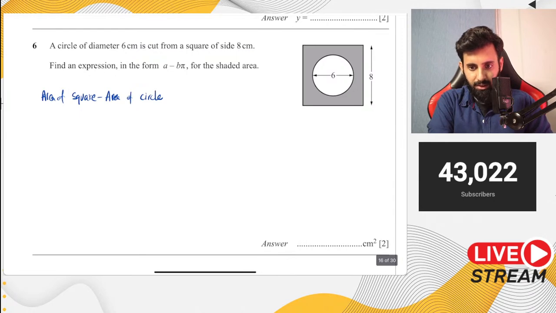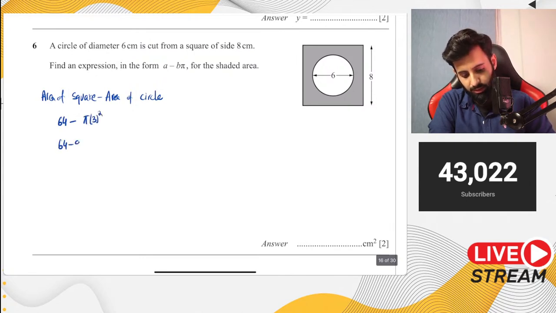64 minus 9 pi. Let's see. 64 will be the area of square. Yep, nothing wrong with that. Minus pi into 3 square. Yep, good job. So 64 minus 9 pi it is. There you go. That's it. That's your answer.